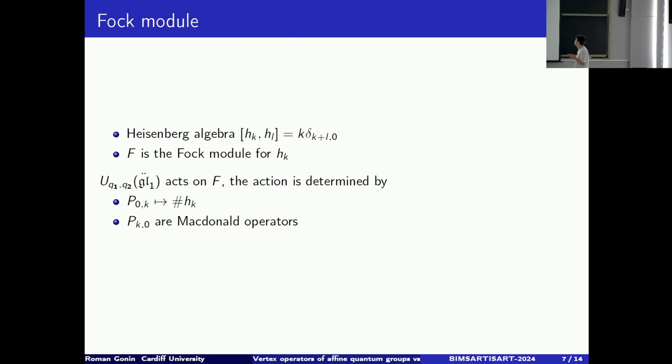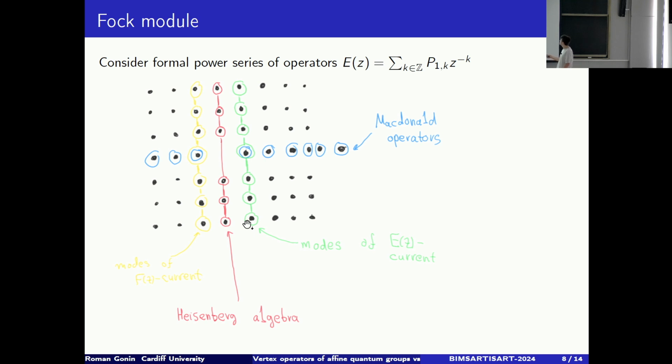Toroidal GL1 has a Fock module. As a vector space, the description is the following. You just take the ordinary Heisenberg algebra and take its Fock space. And the representation can be determined as follows. P_{0,k} acts as Heisenberg up to a constant, and P_{k,0} acts as Macdonald operators. So we have the following picture. We've got Heisenberg, which is the vertical line, and we have Macdonald operators, which are the horizontal line.